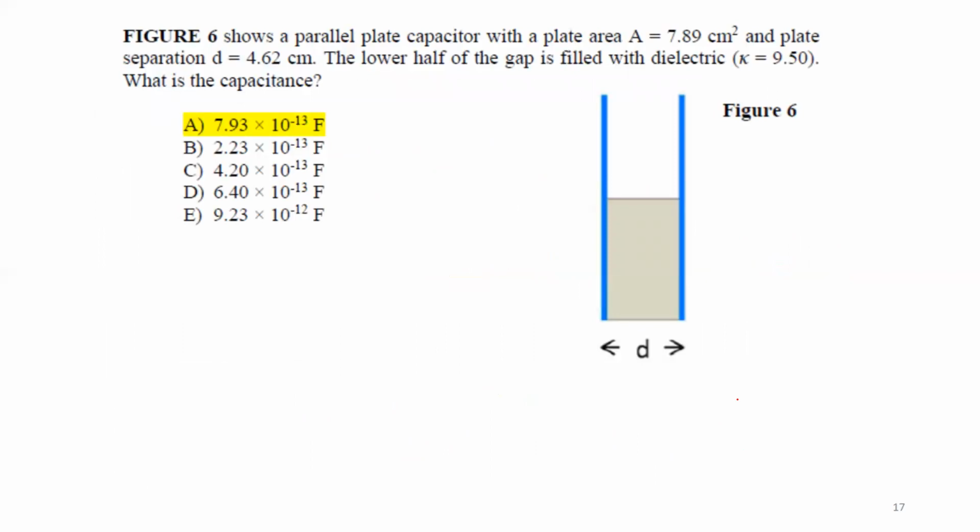Now let's look at this problem here, which is a very important one. I have a parallel plate capacitor, and I give you the area and the separation. Of course, you put everything in meters. Now the lower half is filled with dielectric. The dielectric constant is 9.5. What's the capacitance? You see here, this part is filled with air, and this part is filled with dielectric. Half of it is filled with air, and half of it is filled with dielectric. So what's the total capacitance here?